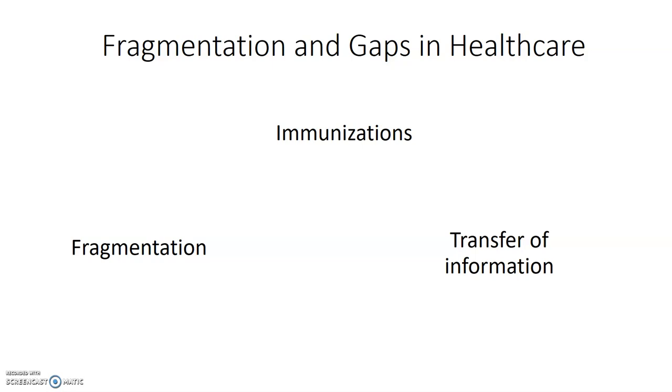Inaccurate or incomplete transfer of information from one provider to another can place vulnerable patients at risk of adverse events, hospital readmissions, and death. These gaps in information transfer are particularly challenging as patients move from acute care to a home or to a skilled nursing facility.